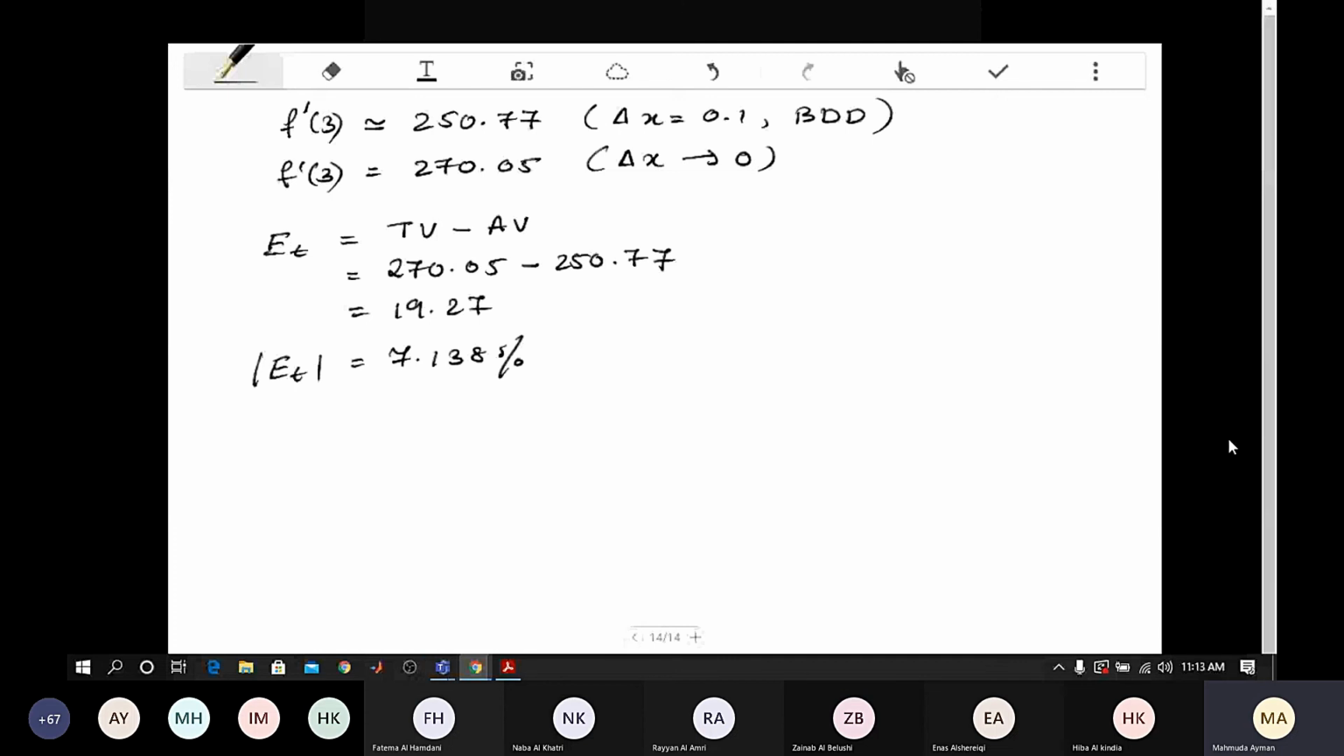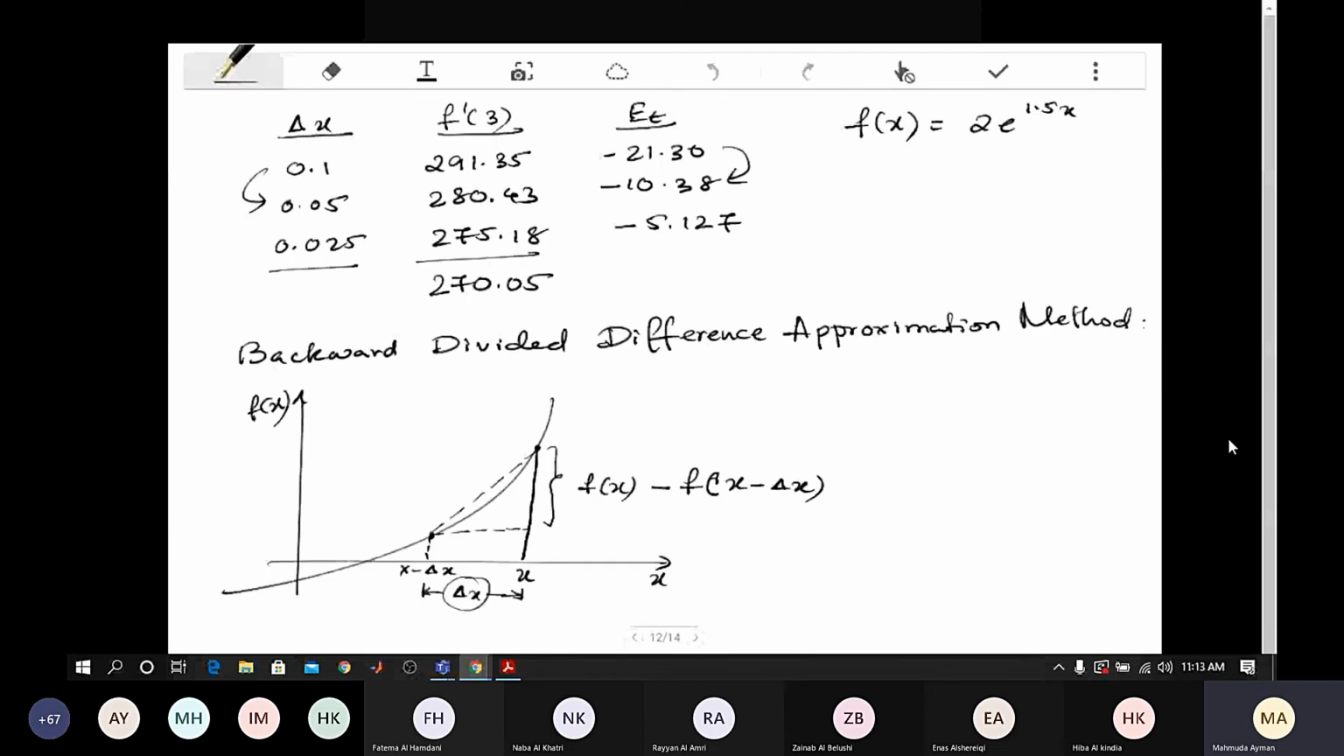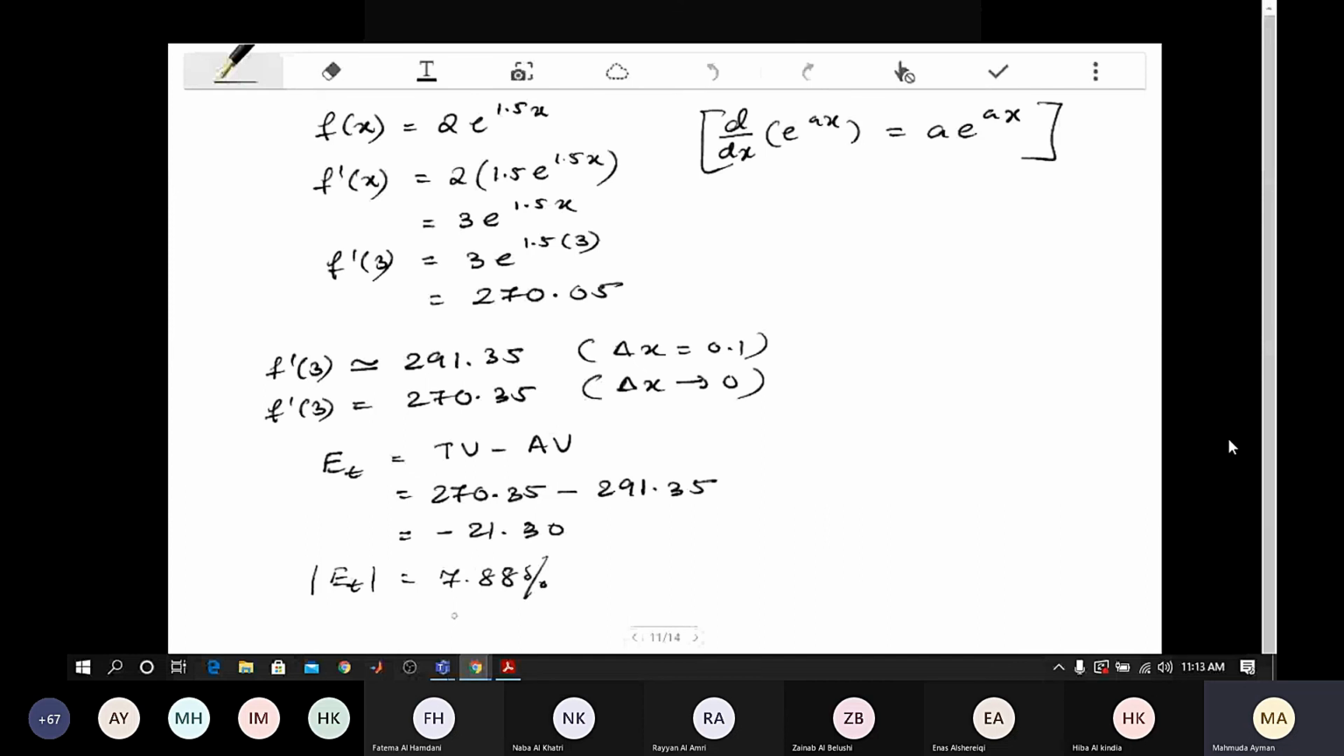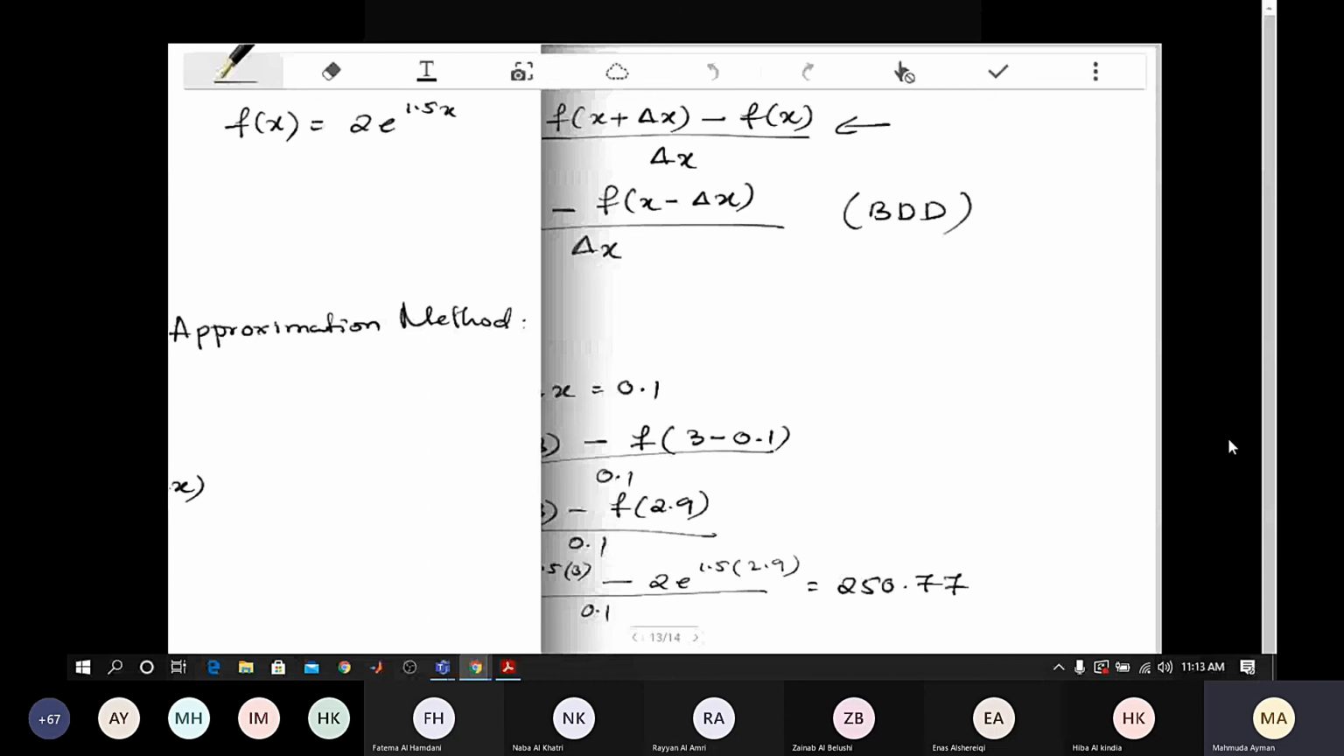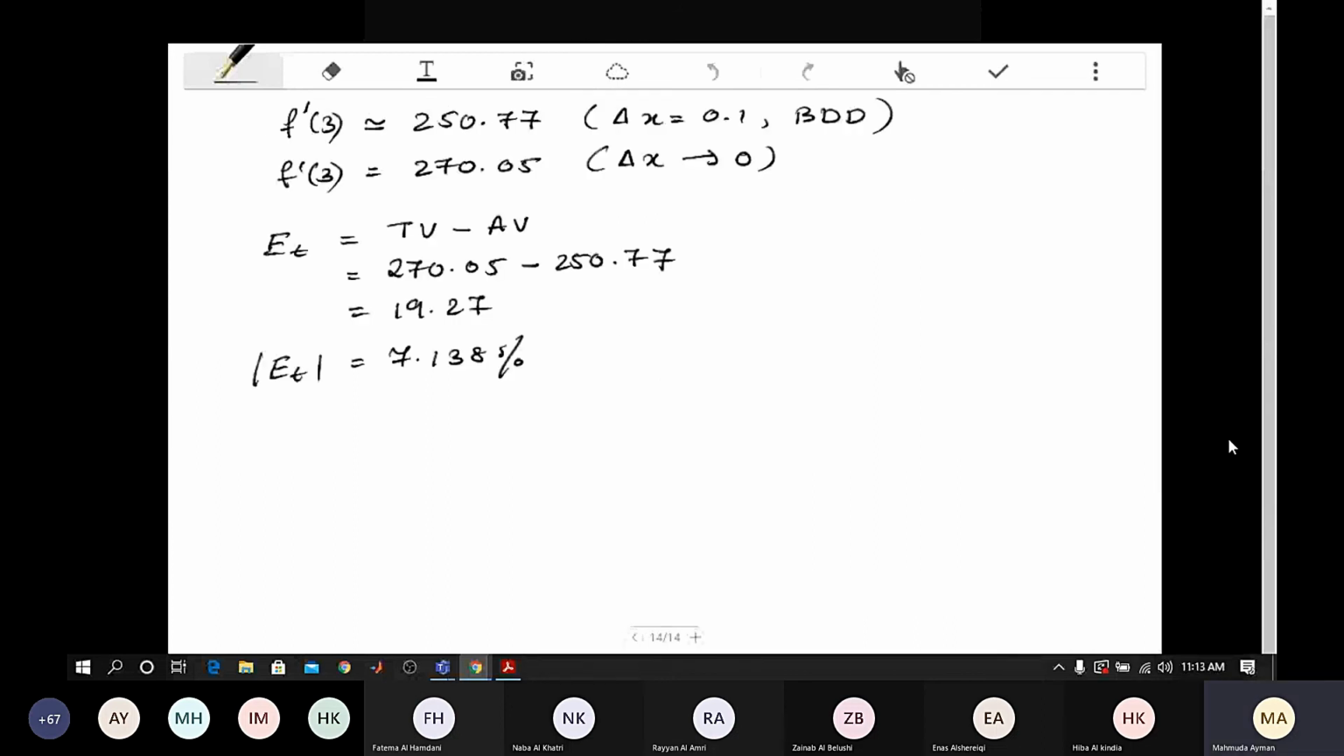For forward divided difference, we got the error as 7.88%. And for the backward, the error has decreased a bit, which is 7.138%. So not much of a difference here.